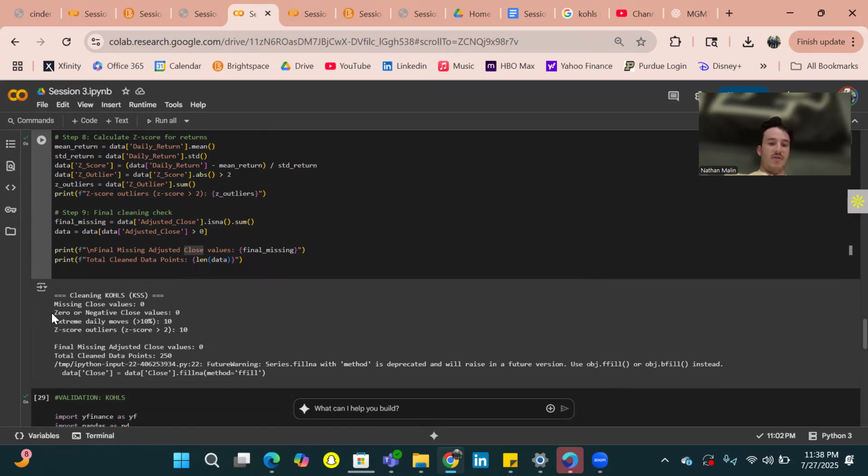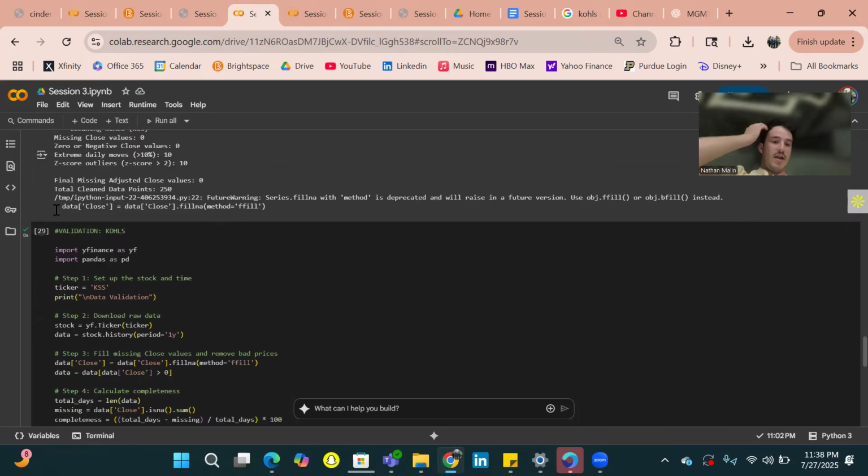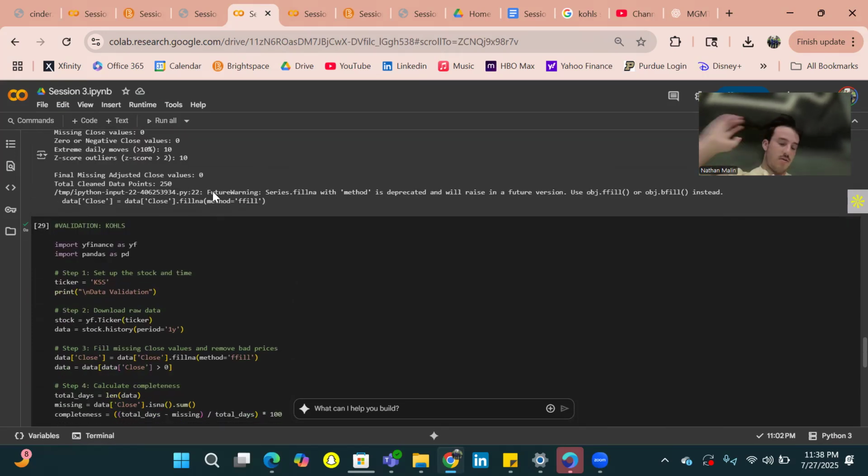And in order to clean this, obviously there wasn't much to clean, as I decided to leave all the outliers in. So I didn't calculate a daily return after I removed all these outliers for the daily returns. I also had more than 10 z-score outliers as well, and I basically cleaned it by adjusting my missing close values to zero. And here is the number of data points that I had.